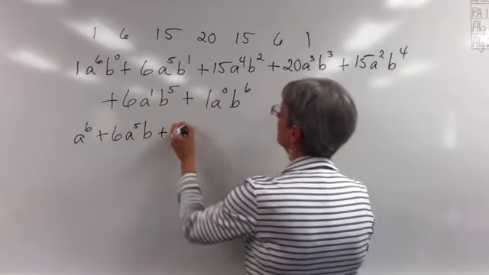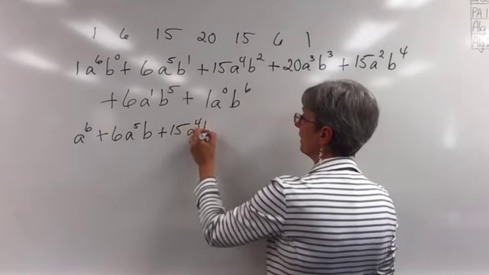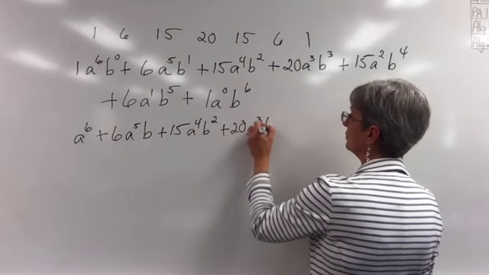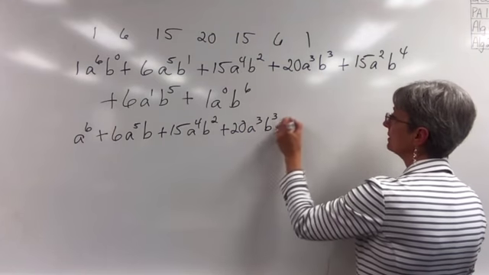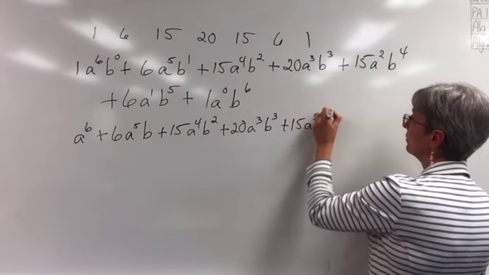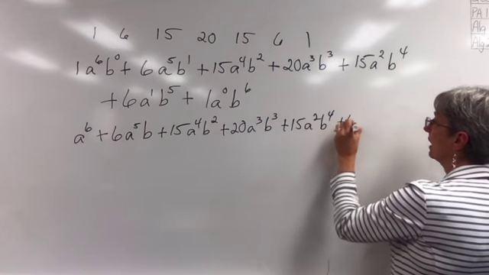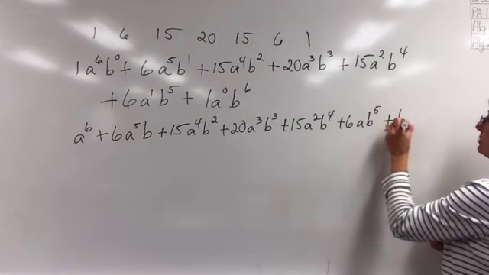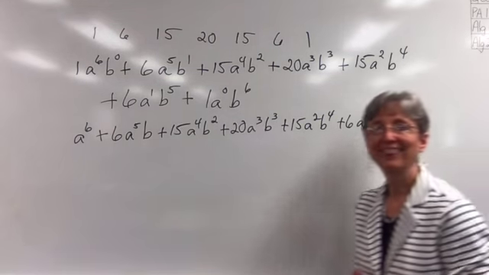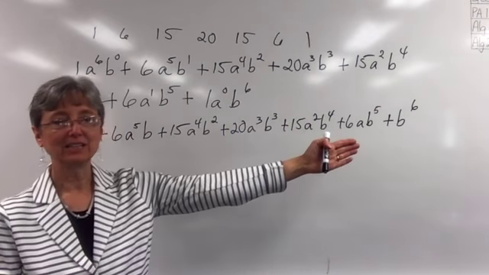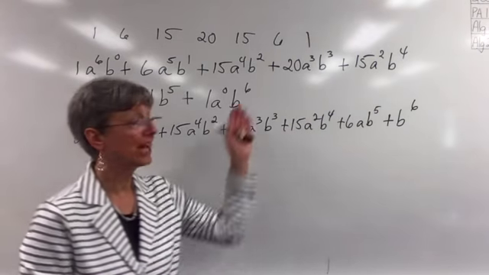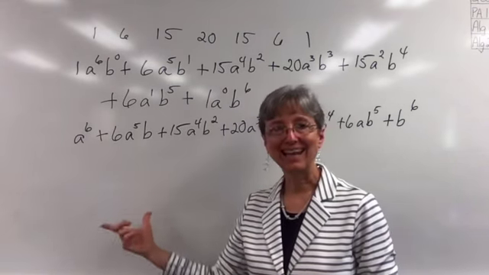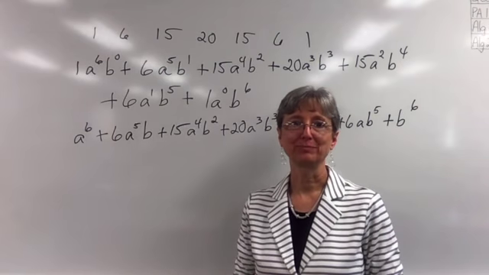Plus 15, a to the 4th, b squared, not bad. Plus 20, a cubed, b cubed. Plus 15, a squared, b to the 4th. Plus 6, a, b to the 5th. And then plus b to the power of 6. And that is your answer. So that seemed complicated, way easier than multiplying a plus b 6 times.